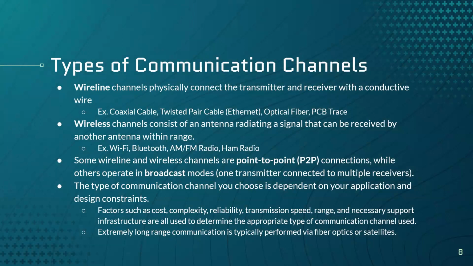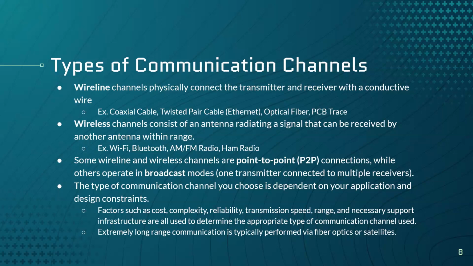So there's wire line channels, which could be anything from coaxial cable, Ethernet, or even optical fibers. And then we have the wireless channel, so your Wi-Fi, Bluetooth, radio. Some of them are point-to-point connections. So for example, if I took a fiber optic cable and I connected it from a transceiver to another transceiver across a long distance, that would be a point-to-point connection.